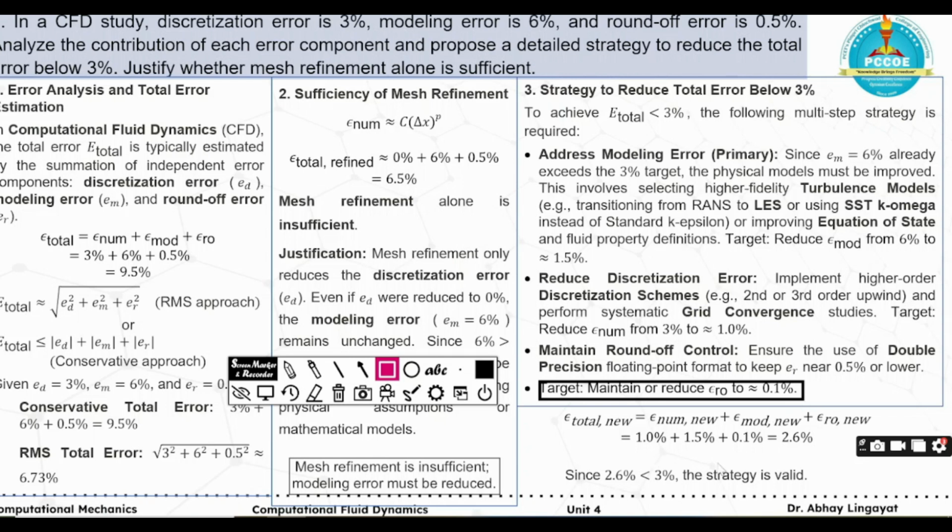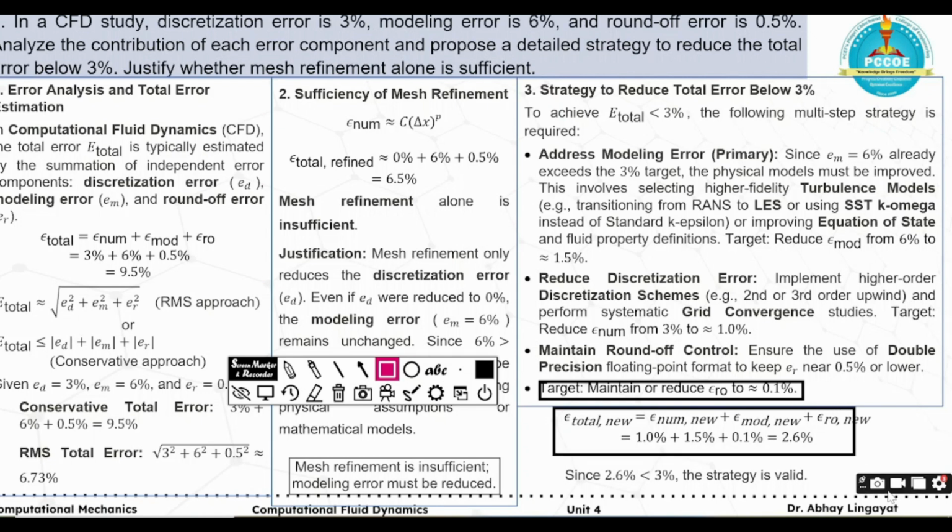So if we apply all the strategies, what will be the possible reduction in the error? The total error after applying the strategies is 1% for numerical error plus 1.5% for modeling error and 0.1% for the round off error. So the total error is 2.6% after applying the strategies, which is less than 3%. So we can say our strategies will be valid for the present problem.